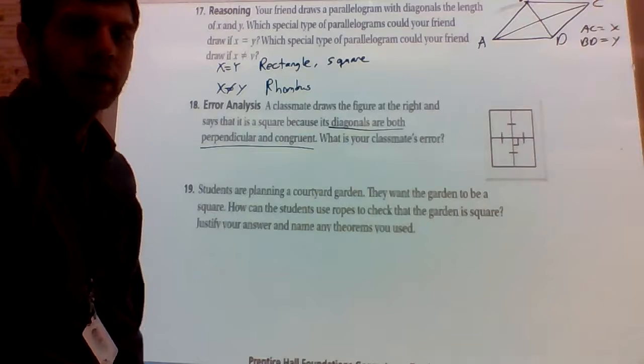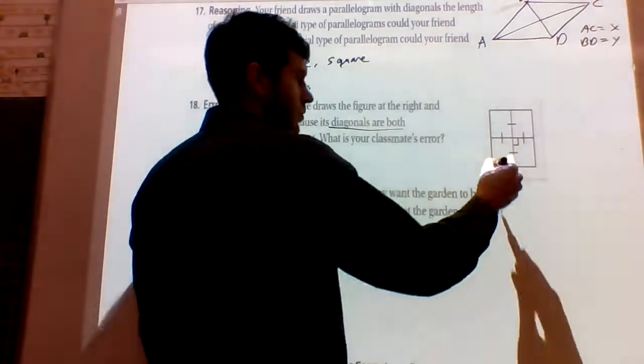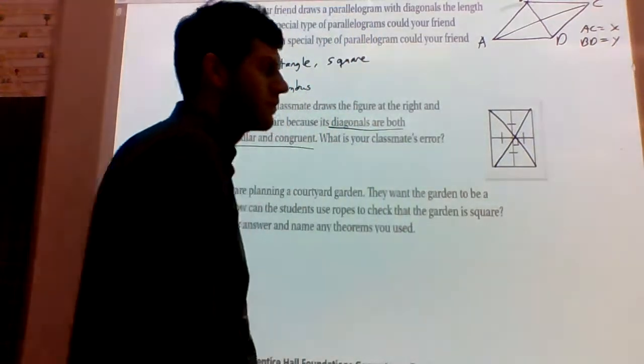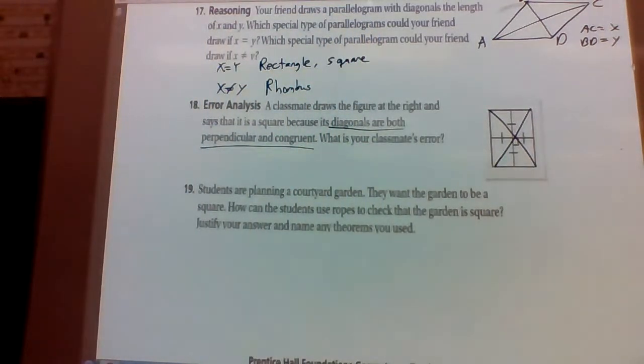Well, did he draw any diagonals? No. Our diagonals go from one vertex to the other. So he didn't draw diagonals. That was his error. His error was he did not draw diagonals. He drew the figure on the right incorrectly. He did not draw the diagonals.